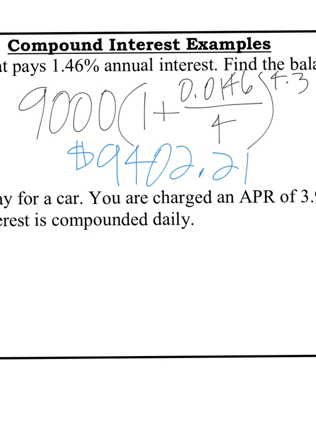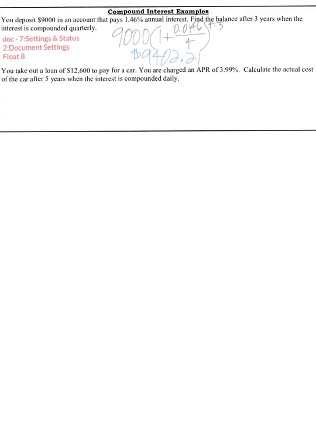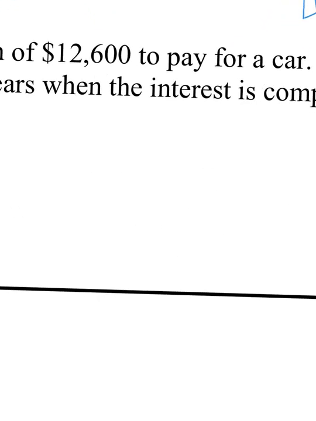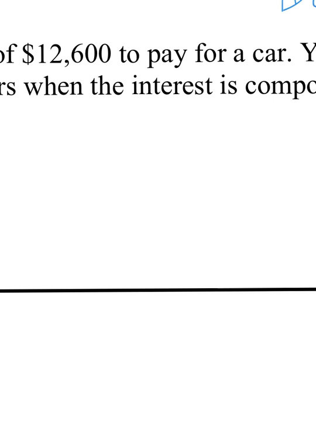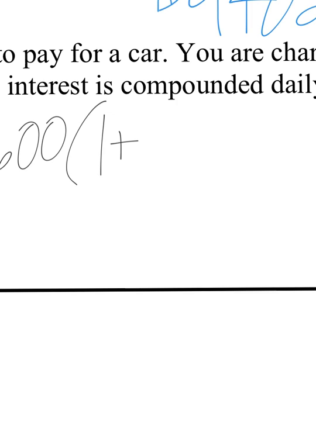Okay. So let's look at it from the other point of view, and that's a loan. You take out a loan on a car, that's $12,600. You're charged APR 3.99%. Calculate the actual cost of the car after 5 years when the interest is compounded daily. Okay, so we have $12,600 for our P. Then it's going to say parentheses 1 plus your R over N. Your R is moved over 2 times, so 3.99 is 0.0399.